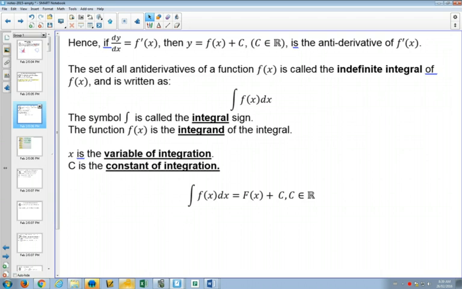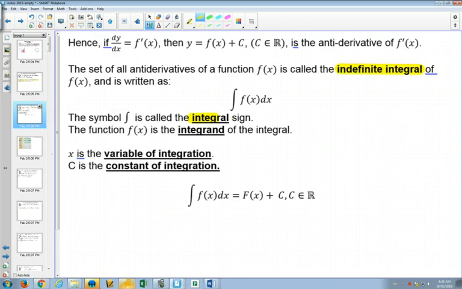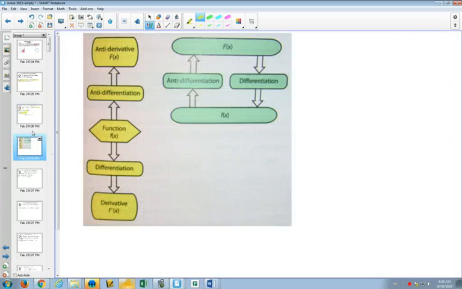Some definitions here. When we do that plus c, we've got an indefinite integral. That is the integral sign, and we call the function inside the integrand. X is a variable, which you know, and when we do the plus c at the end, it's just a constant. So now, here's just a little flow chart. If you start with a function, going one direction is differentiation, going the opposite direction is antidifferentiation. So whatever function you have, you can go back and forth. So, just some ideas to show that they're related to each other.